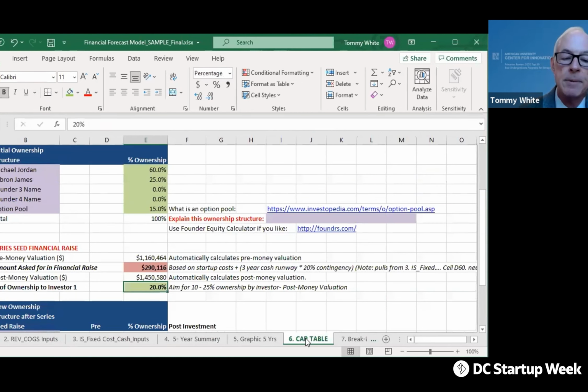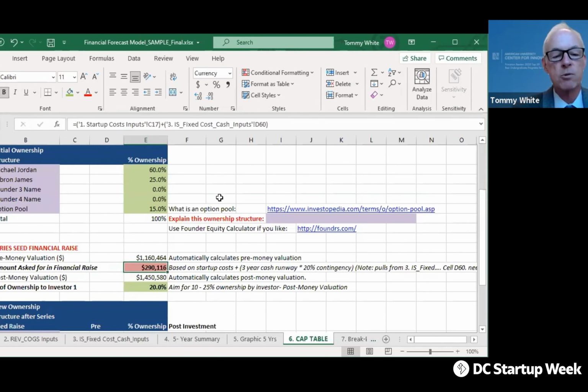So now let's look at the cap table, our capitalization table. In this case, I've put in some owners here. I've got Michael Jordan and LeBron James, who own, Michael Jordan owns 60% and LeBron James owns 25%, our initial owners of the company. And we set up a 15% stock option pool. The reason why Michael Jordan owns 60% of the company is because I did my undergraduate at UNC Chapel Hill, and I went to school when Michael Jordan was there, so he deserves to own 60% of the company. So that's what it looks like before we take investment in, okay? So that's our initial ownership structure.